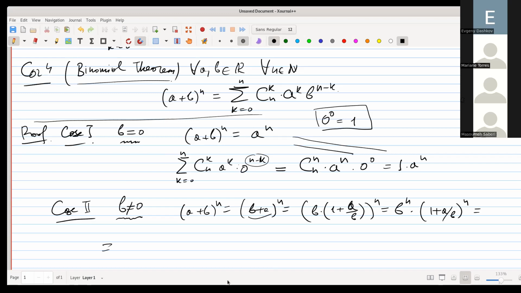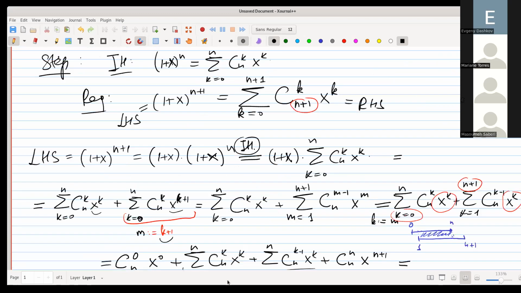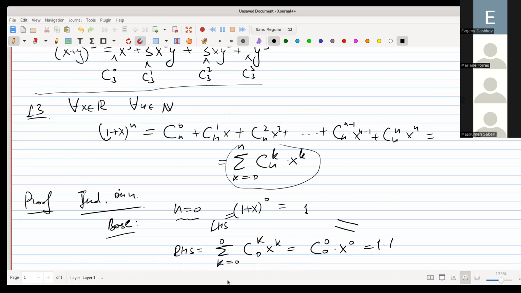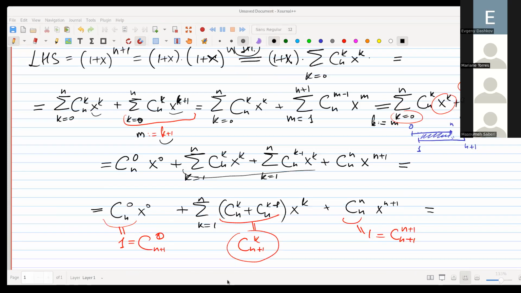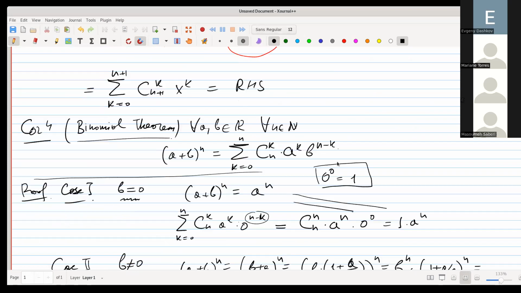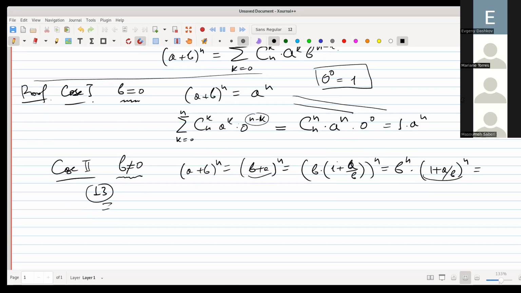And now it is a good opportunity to apply our previous lemma, which was about binomials of the form (1 plus x), but here the role of x is played by A over B. So it will be B to the power n multiplied by the sum of n choose k times (A over B) to the power k, where k runs from 0 to n. Do you agree?